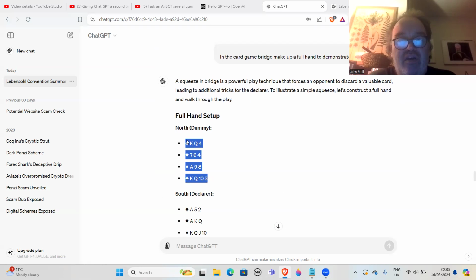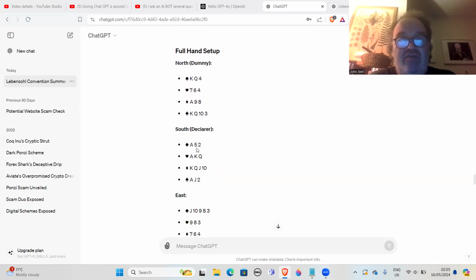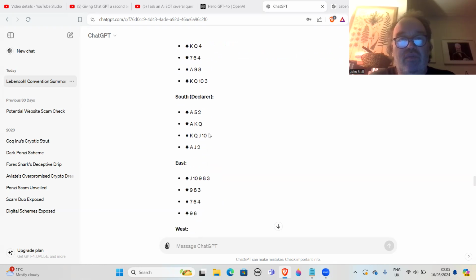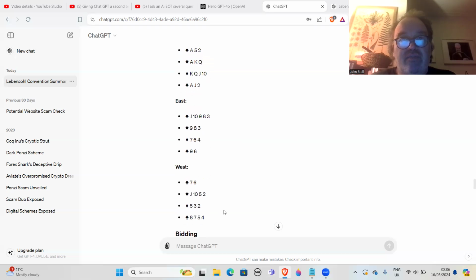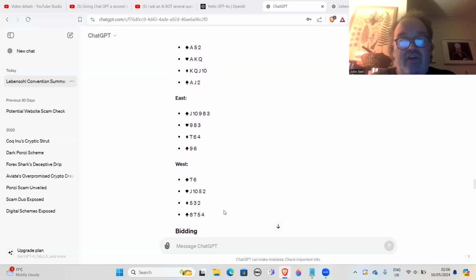So first of all, there are 13 cards in the north hand. Now let's also see, do they duplicate the cards? It should be easy to create 52 cards and make them all different. Ace 5 2, ace king queen, king queen jack 10, ace jack 2. So far, two different hands. They're saying here north is dummy and south is declarer. I'd like a nice diagram to put it out like that, but I don't think it's done that. Jack 10, 9, 8, 3, 9, 8, 3, 7, 6, 4, 9, 6. So all different cards so far. 7, 6 in spades. Jack 10, 5, 2. Jack 10, 5, 2, 5, 3, 2. 8, 7, 5, 4.